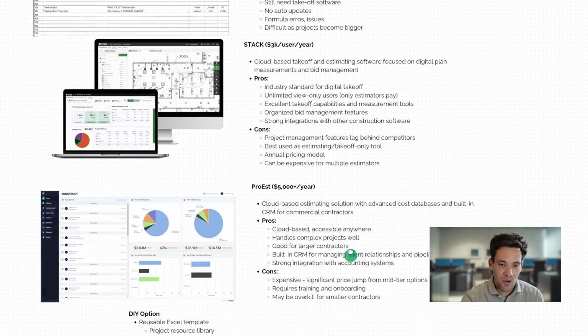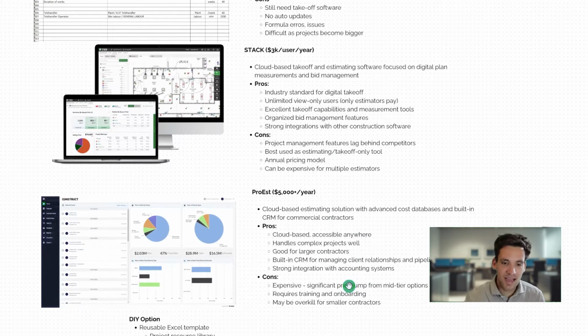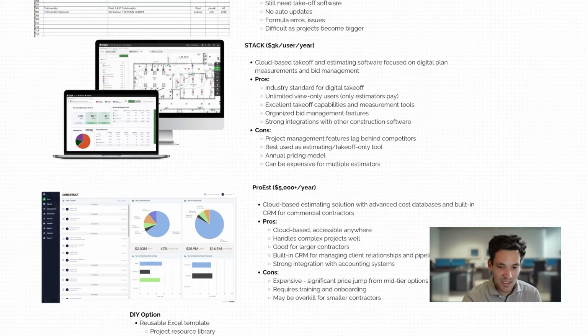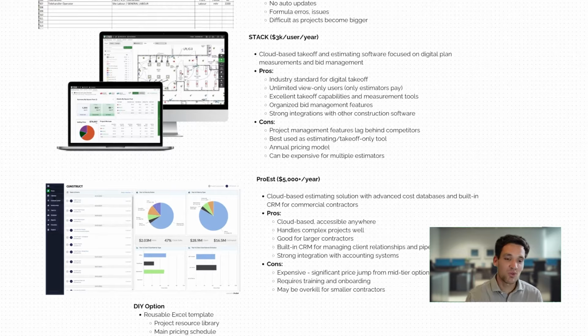The next one is ProS. ProS is similar to Stack, but on top of that, it's got a CRM, a client relationship management system designed for contractors. So you can store in there all your clients, your details, what projects you bid with them, and basically relate the two. It's cloud-based, it's accessible anywhere. It handles complex projects well. It's good for larger contractors, but again, it's expensive. It requires a lot of training and onboarding because you customize it to your own processes. So if you're a small contractor, it's probably painful. If you're a big contractor, that's probably exactly what you want.